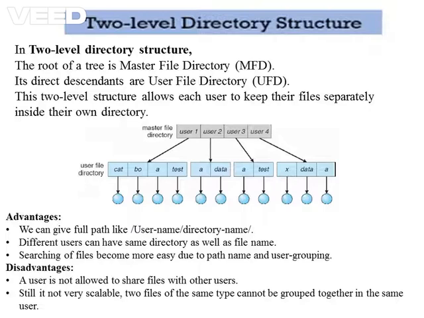The disadvantage of the two level directory structure is that a user is not allowed to share files with other users. That is a major drawback of using a two level directory structure. Also, it is not very scalable. Two files of the same type cannot be grouped together in the same user.